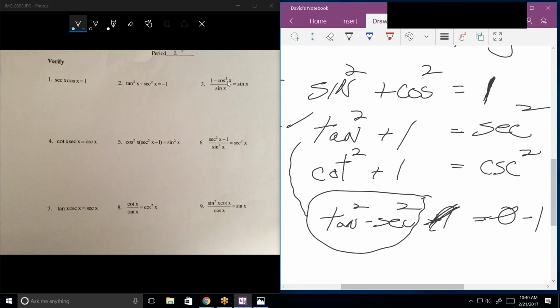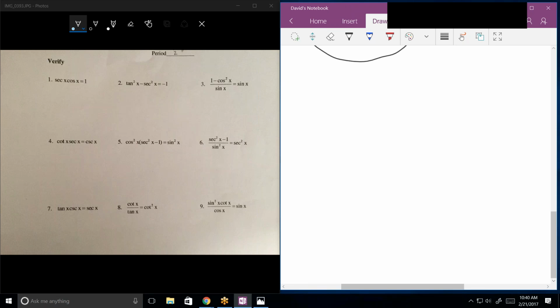Therefore, what does 1 minus cosine squared equal? Just subtract cosine squared from both sides. It's going to be sine squared. Right. And then you're going to have sine squared divided by sine. That's equal to sine. Subtract the exponents. All right. Let's get as many of these done as we can here.